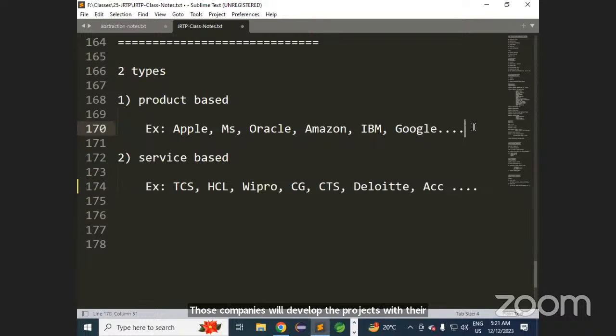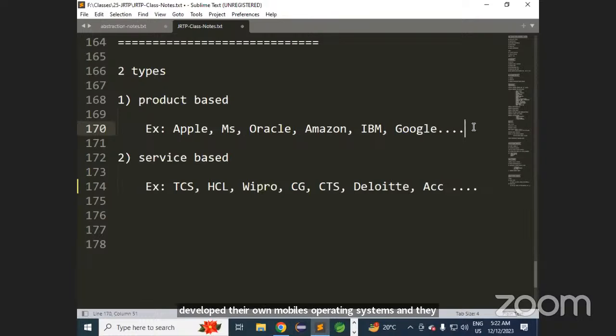For example, the Windows operating system. Microsoft developed that software and is selling it in the market. Oracle developed their own database and is selling that database in the market. IBM has the WebSphere server; they developed an application server and are selling it in the market. Oracle developed the WebLogic server and is selling it in the market. Samsung and Sony developed their own mobiles and operating systems, and they are selling them in the market.